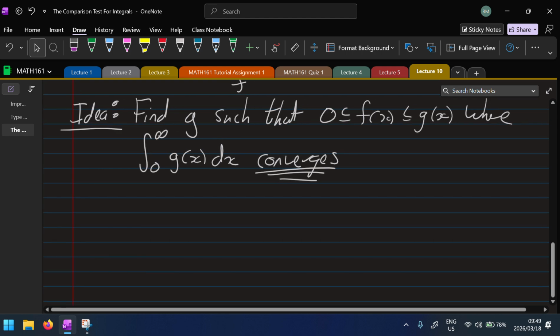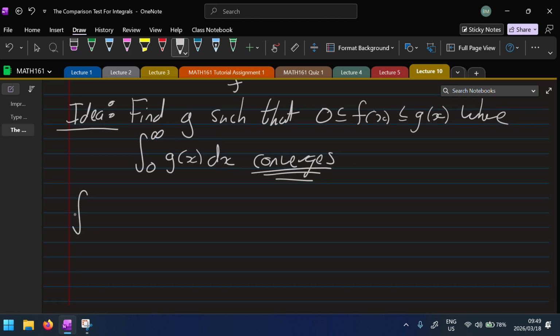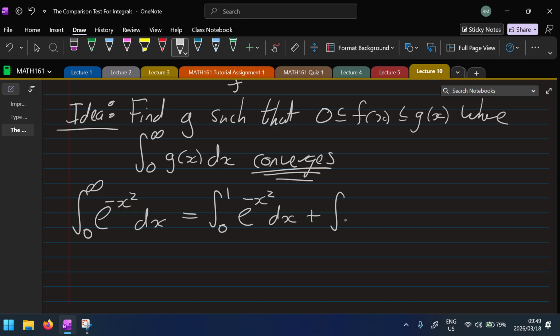Okay, so what are we going to do? We're going to take our integral from 0 to infinity, e to the minus x squared, and split it up into 2 parts. We're going to split it into the integral from 0 to 1, e to the minus x squared, plus the integral from 1 to infinity, e to the minus x squared. Yeah, so we split it up.